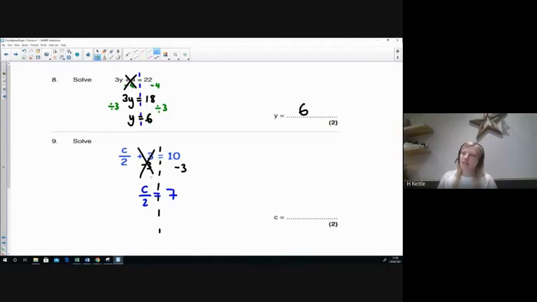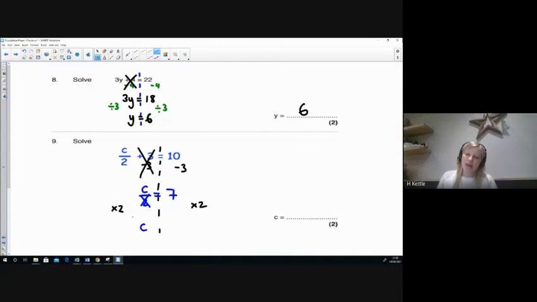Okay, now what is happening to c? At the minute, c is being divided by 2. The line in the fraction means divide. So if it's being divided by 2, we need to times by 2 to get rid of that. And that would just leave me with c on this side. Okay, I've got rid of this division because I've times by 2.